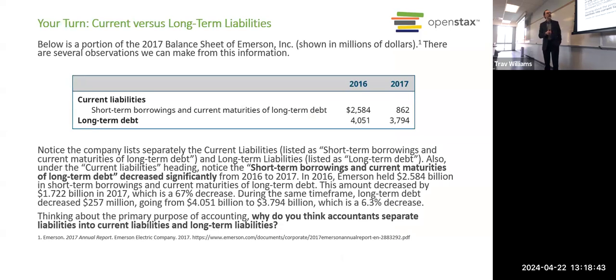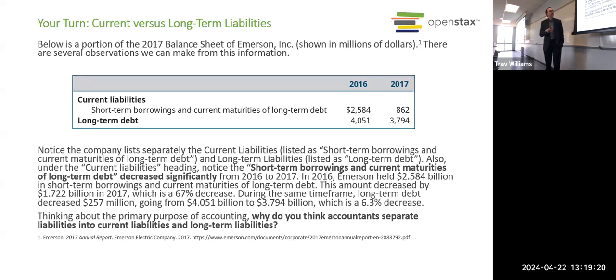So we know that on the balance sheet, we often separate out the current liabilities and the long-term liabilities, right? Let's look at this particular company as an example. And we've got their data from 2016 to 2017. So take a look at this. Tell me what happened with their current liabilities from 2016 to 2017. It went down, right? Pretty significantly.